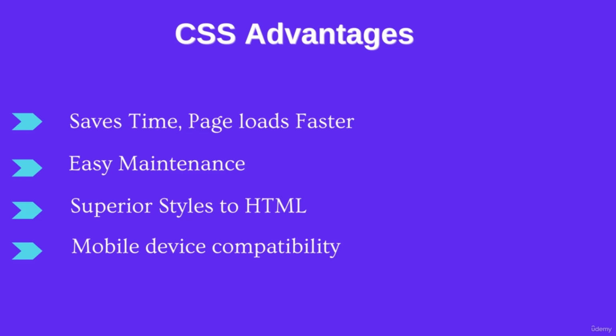Superior styles to HTML. Some of the tags actually do not contain many styles for appearance. For example, the H1 tag or any heading tag doesn't have a property or attribute which can change the text color. If you want to say H1 color equals red, that is definitely not going to work. So using these styles, you can apply attributes to particular tags which basically don't have those attributes.